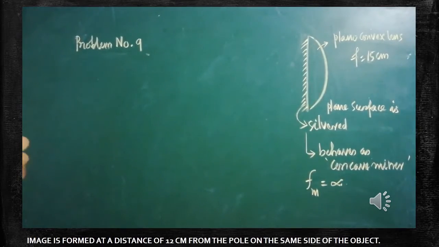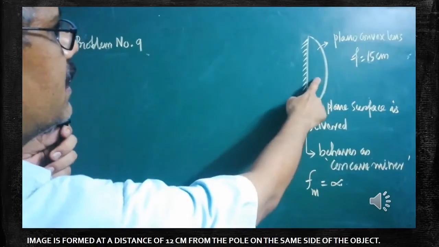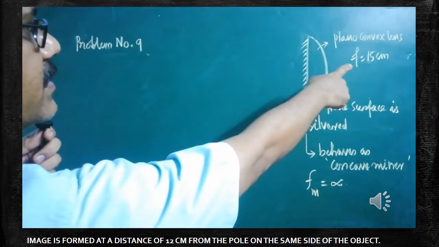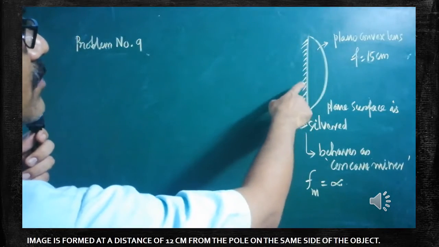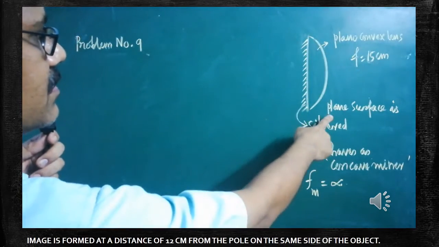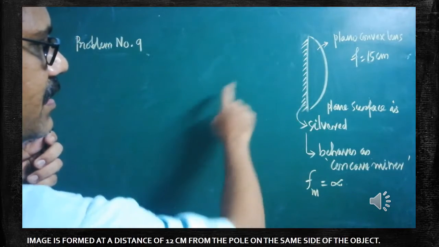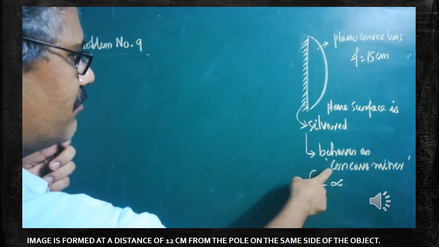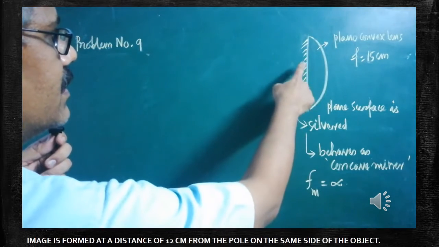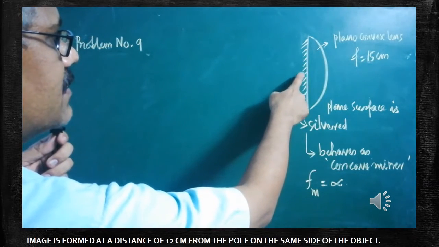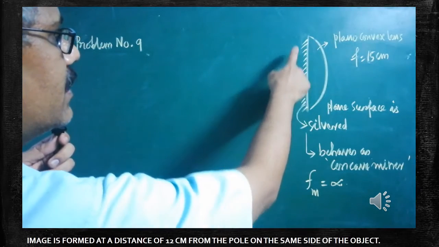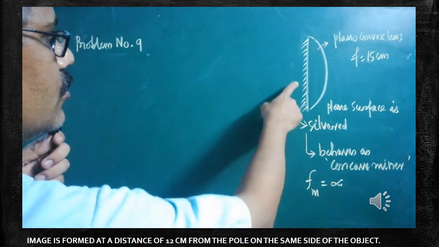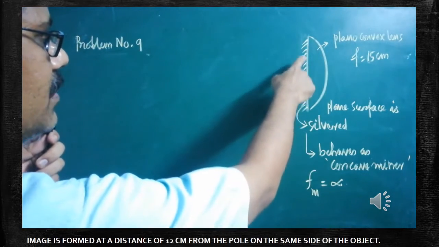Listen here, we are going to solve problem number 9 in chapter 6. Here one plano convex lens is given. Its focal length is 15 centimeter. One of the plane surfaces is silvered. The entire combination of plane mirror and plano convex lens behaves as a concave mirror.